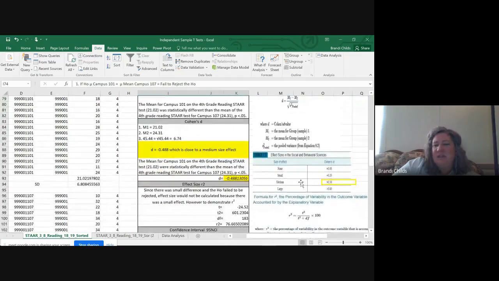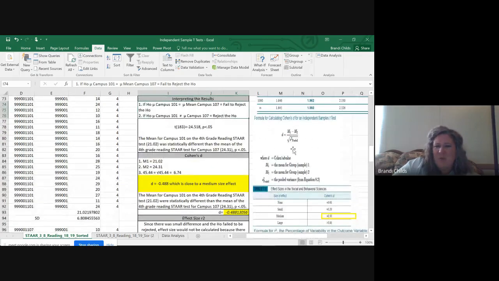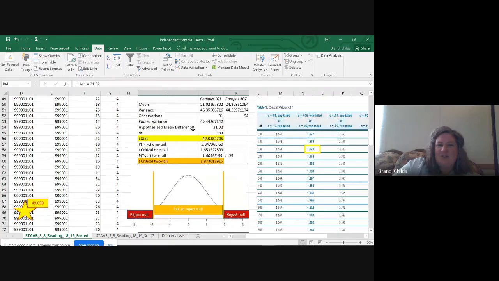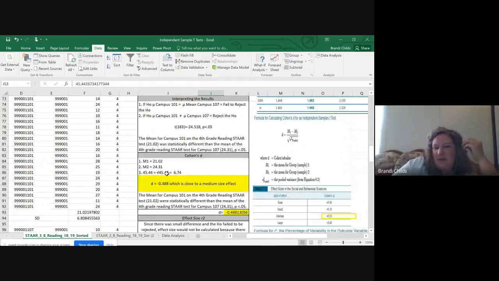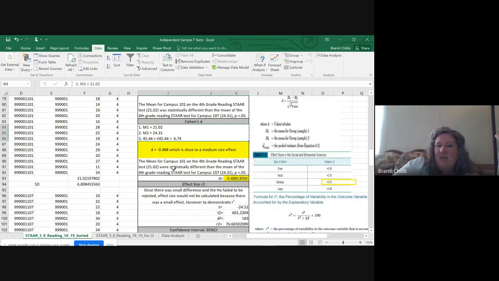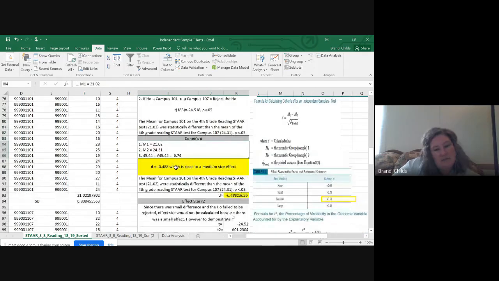So when I get to Cohen's d, here is that formula once again: the M1, which is the mean for the first group, and the mean for the second group. And then you've got the square root of the pooled variance. And that pooled variance is right up here. It's already there for you. So there was the number. And then of course you can just do it either with a calculator or you can actually do the pooled variance on Excel. So either way, you'll get 6.74.